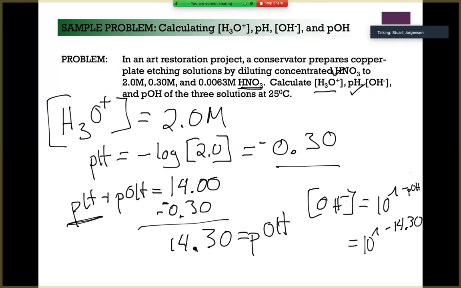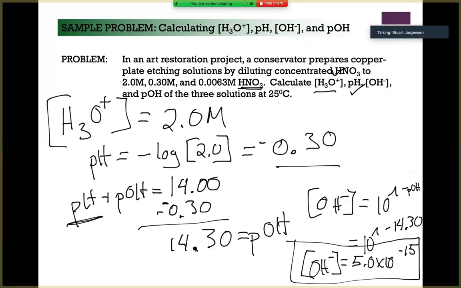We use second function log negative 14.30, close parentheses. We get a hydroxide concentration of 5.0 times 10 to the negative 15th. Holy crap, that's tiny. Oh, we had a concentrated acid, which actually neutralized some of the base particles from the water, giving us a crazy small molar concentration of hydroxide in solution.